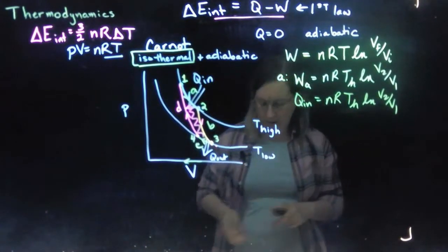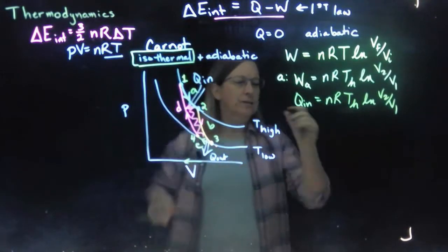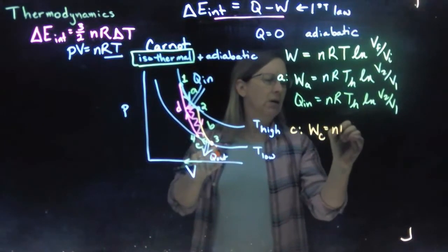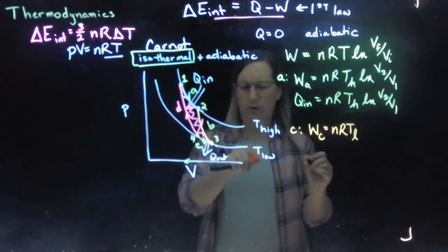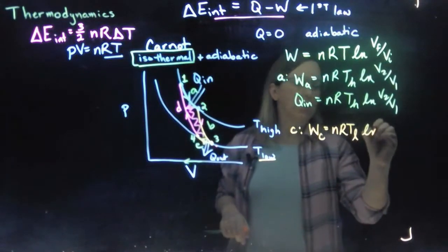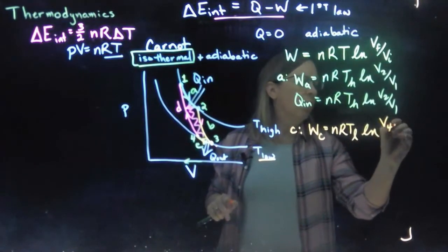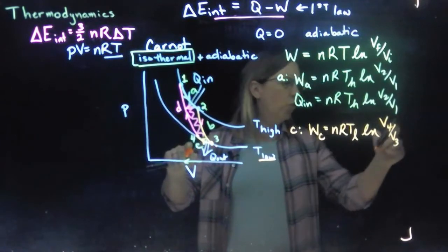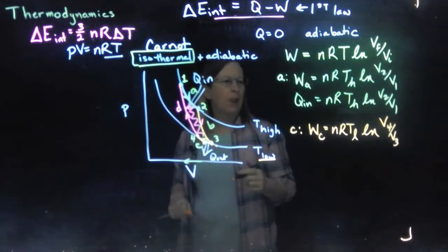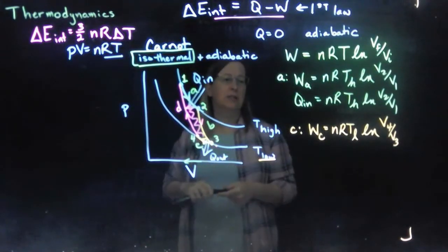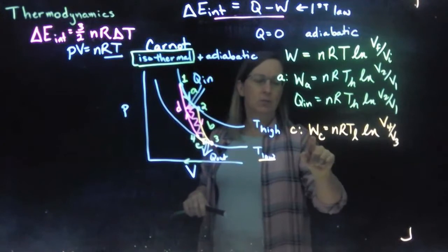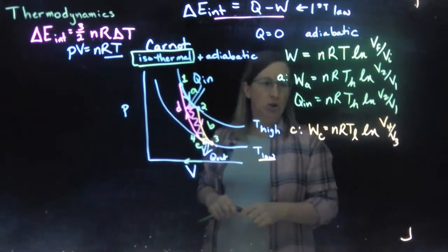Okay, so that's nice. For part C, the work for C is just going to be nR, temperature low, because we're on the low temperature part. We're on this part of the isotherm. And that's going to be natural log, the final is V4 over V3. In this case, V4 is smaller than V3, so this is, in fact, going to give us a negative number.